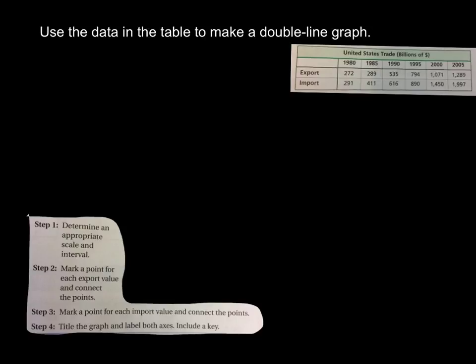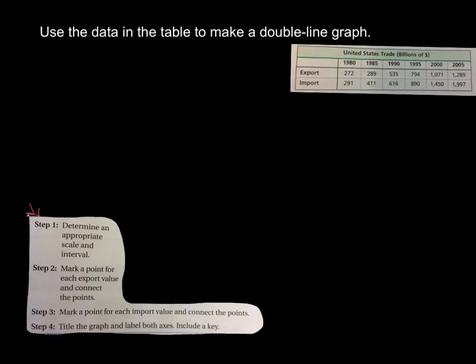All right, so I put the steps down at the bottom here, in case you wanted to copy them into your notes. I think it would be beneficial for when you go back and try to review and study. It's good to know step by step what to do. So determine an appropriate scale and interval. If I'm looking at my imports and exports, I do see that they go up about 500. Wow. Yeah, I think I'm going to choose a 500.